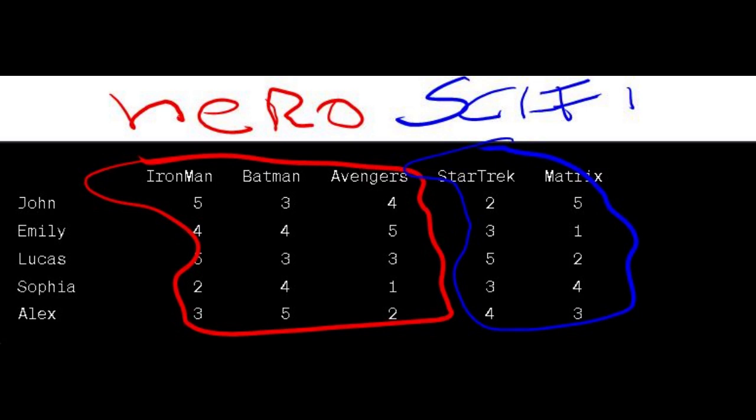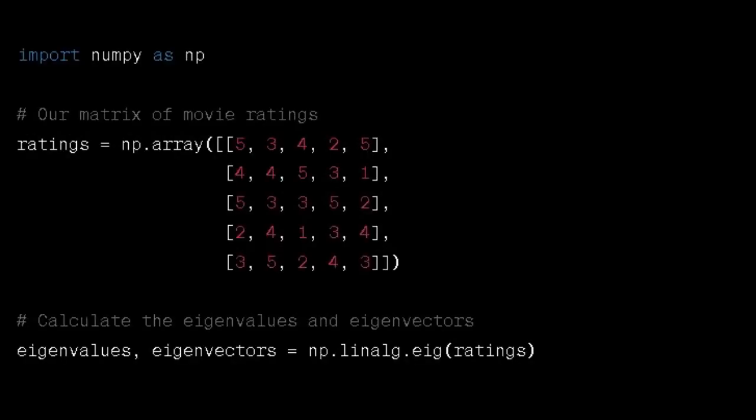By analyzing the eigenvectors and eigenvalues of this matrix, we can uncover hidden dimensions of the data. For example, we might discover that the eigenvectors indicate a strong influence of movie genre on ratings. The corresponding eigenvalues would then tell us how strong this influence is. In the next slides, we'll delve deeper into how to calculate and interpret these values using Numpy, a Python library.